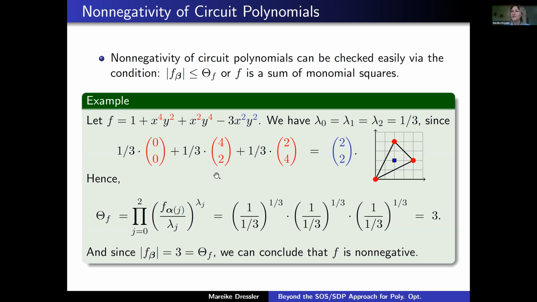So now I have every ingredient to compute my circuit number. The coefficients regarding the vertices are all 1. The barycentric coordinates are 1/3. So we can compute that the circuit number in this case is 3. And now we have to see if the coefficient in front of this interior point is really bounded by the circuit number. So let's see, it's -3. And the absolute value is then 3. And clearly we have that this is bounded by the circuit number. So we can conclude that f is non-negative. So this is here really an if and only if condition.